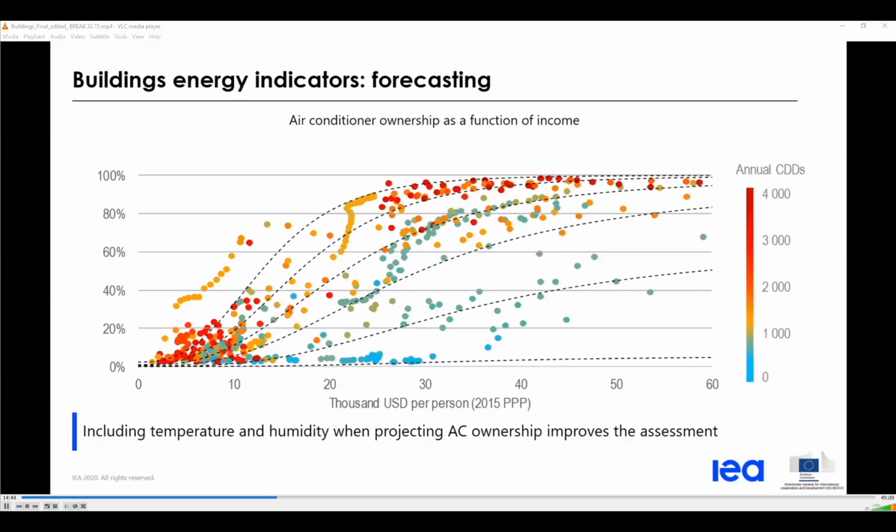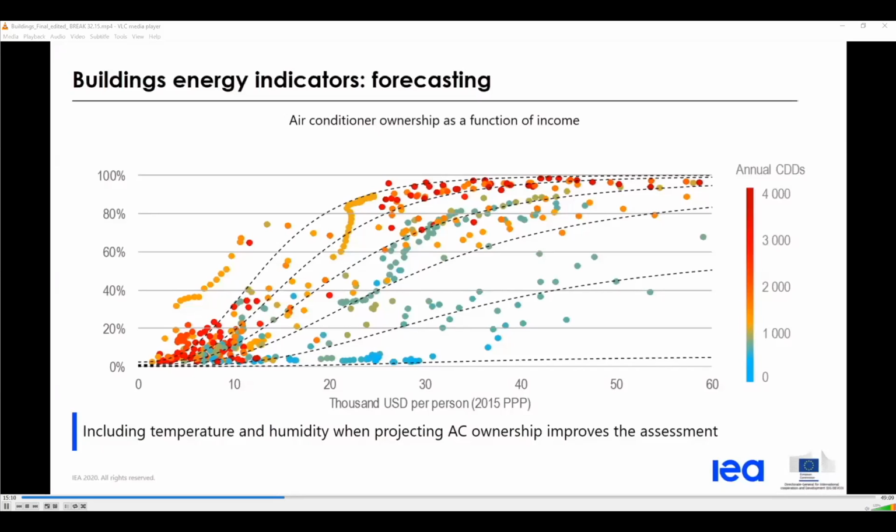So here we can clearly see that for countries in darkest red, so the countries with the greatest cooling demand need, there is a relatively strong view of an S-curve that evolves in time. So we can see that as in those countries incomes start to increase, the rate of air conditioner ownership rapidly increases and moves towards 1, so an average of 1 air conditioner per household.